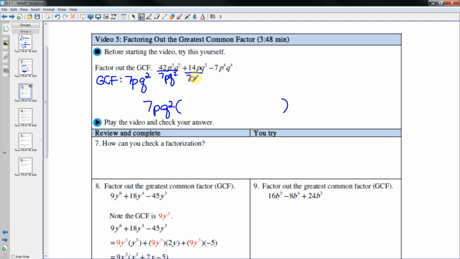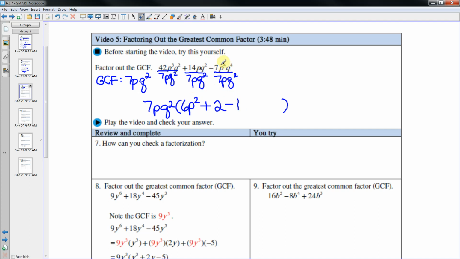of each of these. 7pq squared, 7pq squared. So now do the division. 42 divided by 7 is 6. P cubed over p to the 1, 3 minus 1 would be p squared. Q squared cancel. Plus 14 divided by 7 is 2. The p's cancel in this one, and the q squareds cancel. So I just have a 2.